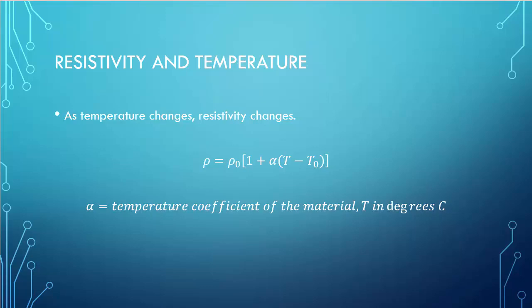A positive temperature coefficient is going to increase the resistivity, and a negative coefficient is going to decrease the resistivity. So you can't always say that as it heats up, the resistance is going to go up in the resistor. It's going to depend on what it's made out of.